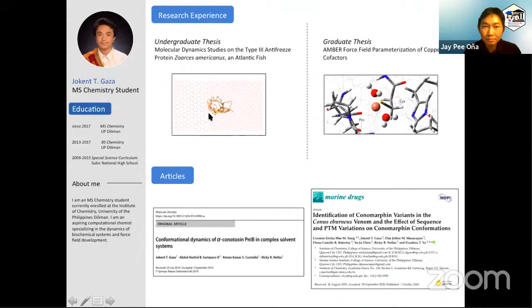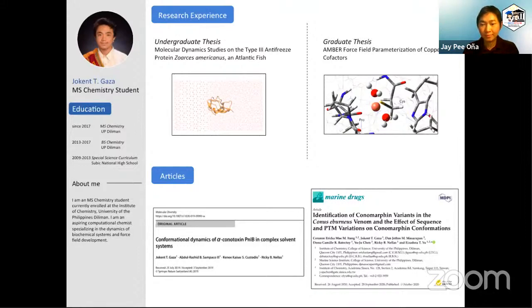So for my MS thesis, I'm currently working on the force field development of copper cofactors. So for the jargon, force field refers to the energy function and empirical parameters that dictate the results of your computer simulations. Think of it as the DNA of your simulations.